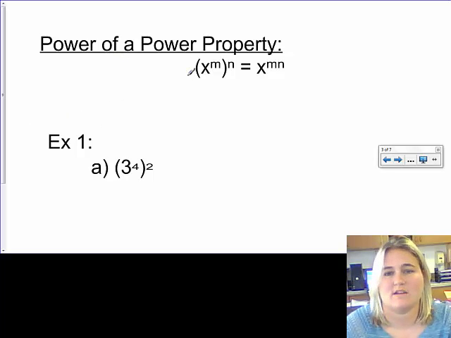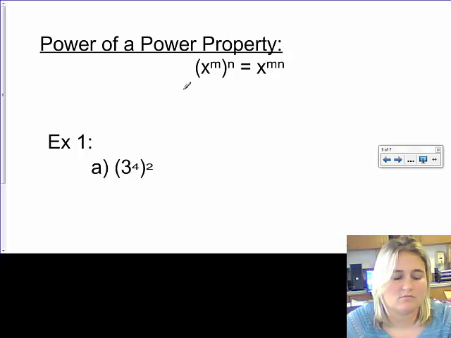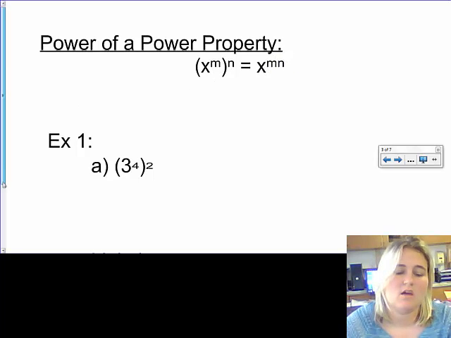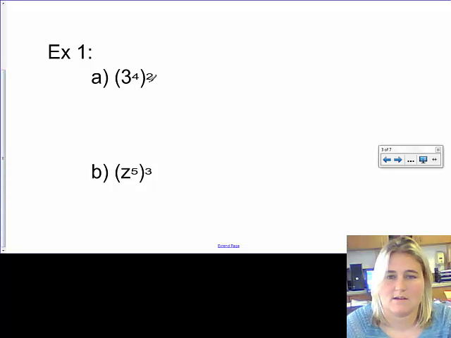This is giving you the algebraic definition of the power property, which they give us x to the m to the n, which is equal to x to the mn, where m and n are being multiplied. So for example 1, these are the exact same thing that we've just done. I want you to pause the video and try and do these on your own paper.